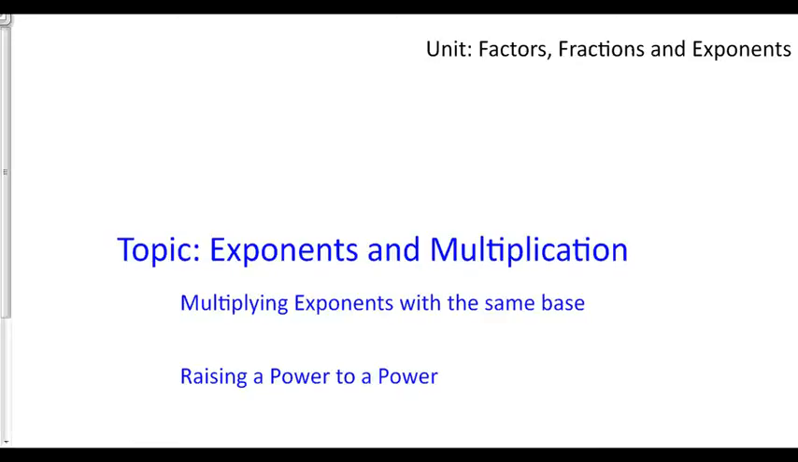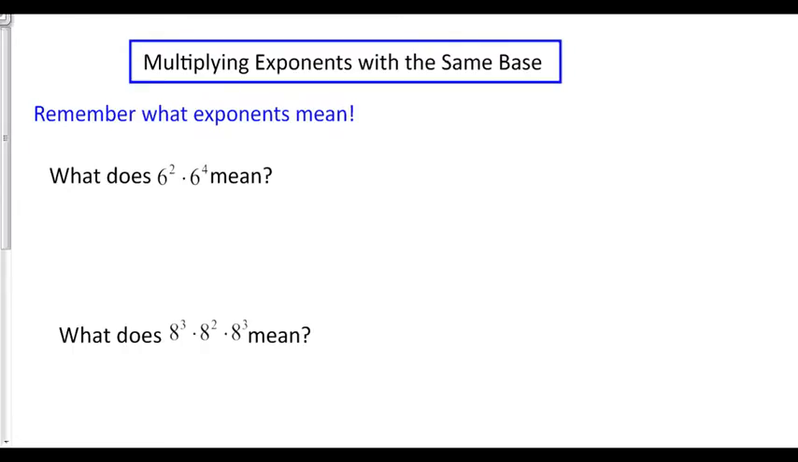In this video, we'll look at exponents and multiplication. First, we'll look at multiplying exponents with the same base, and then raising a power to a power. So always remember, whenever we're doing work with exponents, just think about what exponents really mean. It's repeated multiplication.